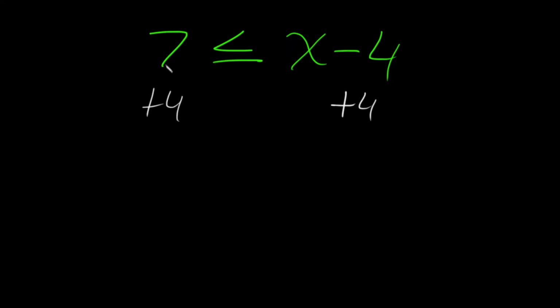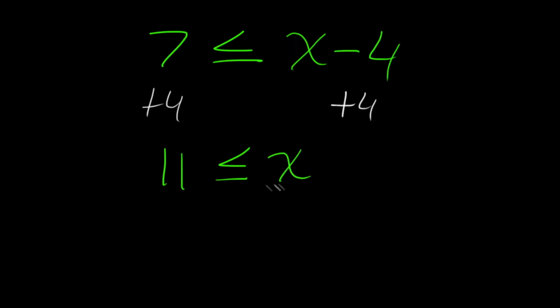Now what if we have 7 is less than or equal to x minus 4? The same rules apply. We need to isolate the x. So we're going to add 4 to both sides. On the left side, 7 plus 4 gives us 11. We still have less than or equal to. And on the right side, we just have x.